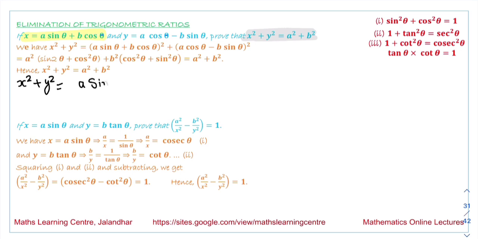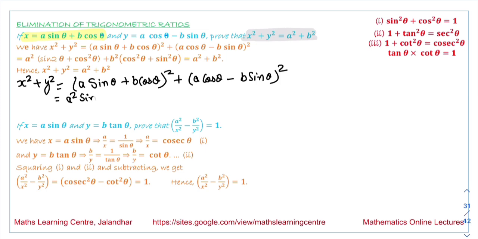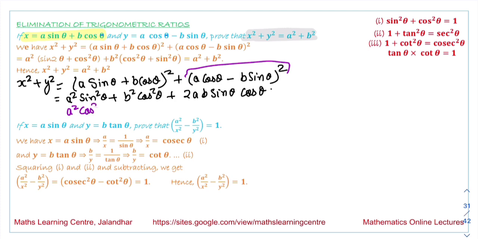The value we are getting is (a sin theta plus b cos theta) square plus (a cos theta minus b sin theta) square. So it is a square sin square theta plus b square cos square theta plus 2ab sin theta cos theta. Next, on opening the second term, we get a square cos square theta plus b square sin square theta minus 2ab sin theta cos theta, and it is plus sign between these two terms. These two get cancelled.